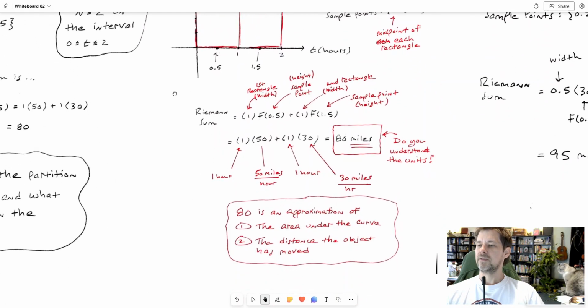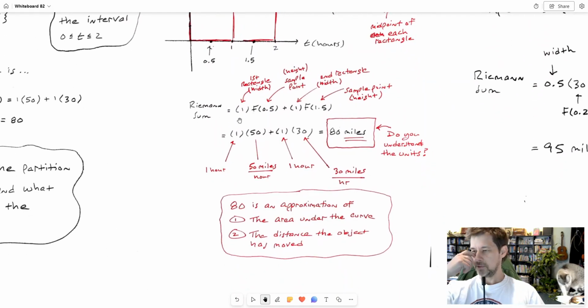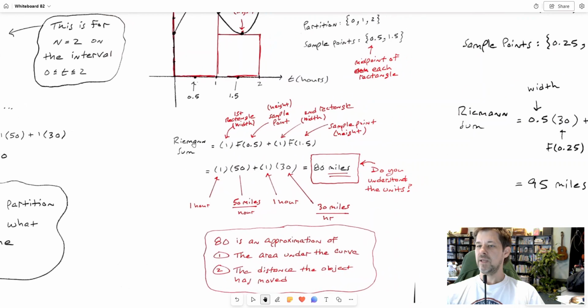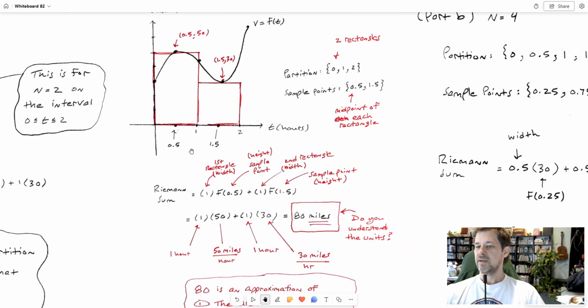Now, this is how we found the Riemann sum, right? So that was just on this slide over here. When I had a 1 right there, that's the width of that first rectangle, okay? And the function value is its height, determined by the sample point. And then I add. And then this 1 is the width of the second rectangle, which happens to be 1. And this function value is its height. So what we were doing over there was finding the area of this rectangle and adding it to the area of the next one. That's what the Riemann sum does.